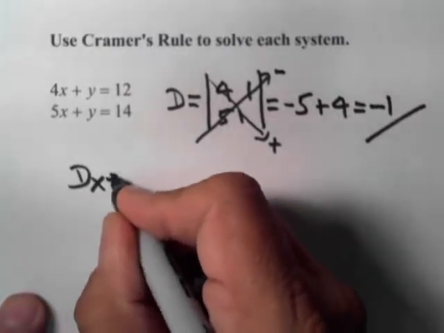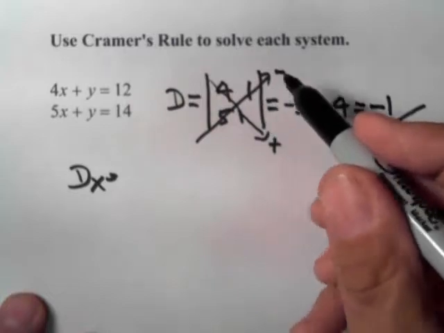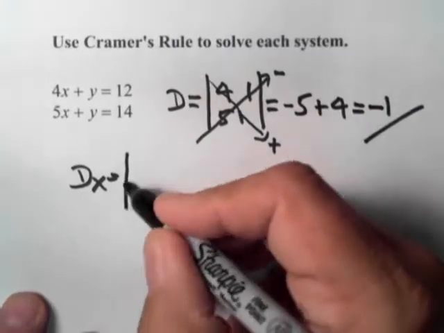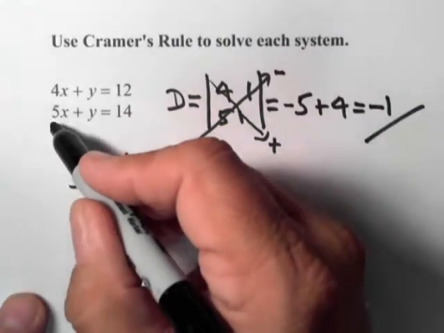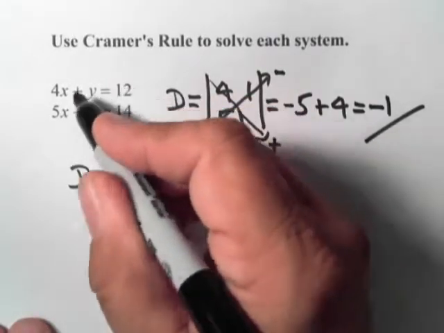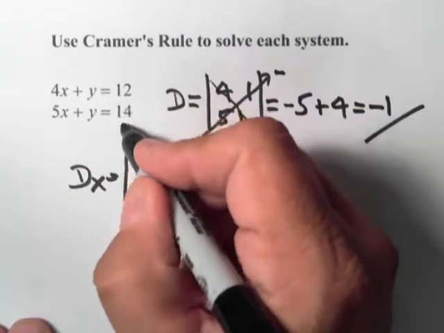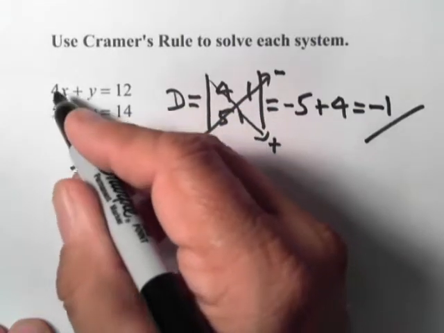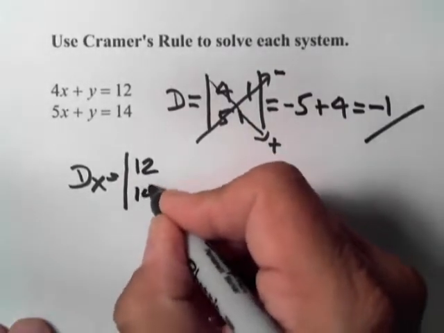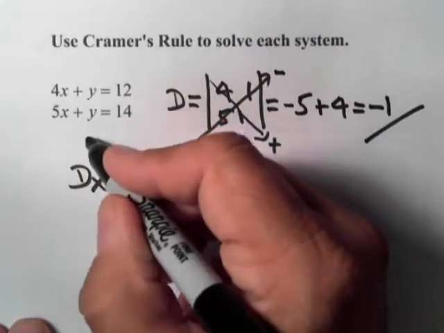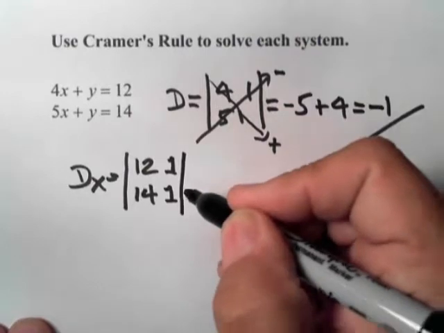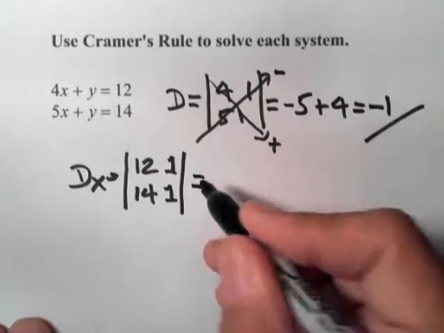D sub x equals, now here's what you simply do. You see the x column right here? When you set the determinant up, you don't get the coefficients of the x's. What you do instead is replace them with the numbers on the right side of the equal sign. So instead of writing 4 and 5, I'm going to write 12 and 14. Now, the y's stay the same, so they're 1 and 1. There they are. So now, let's find the D sub x determinant.